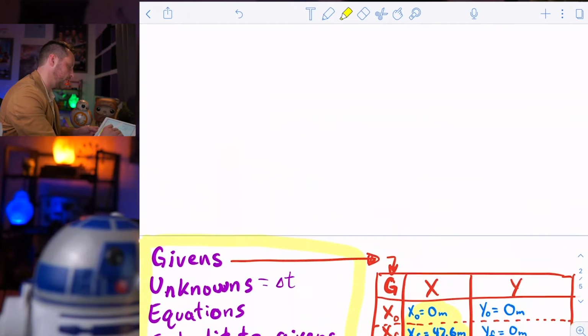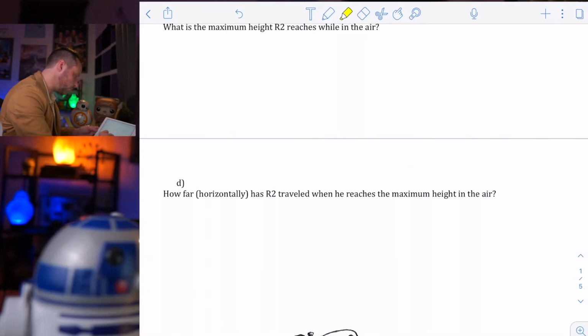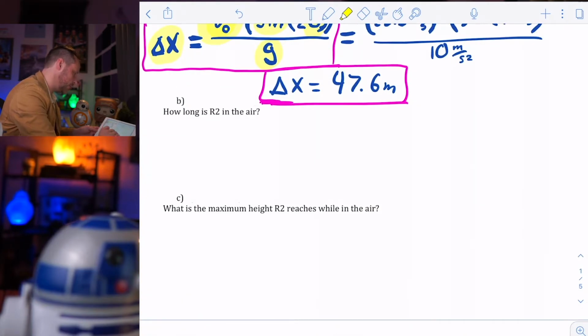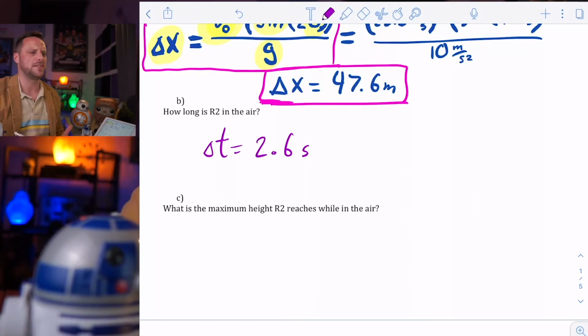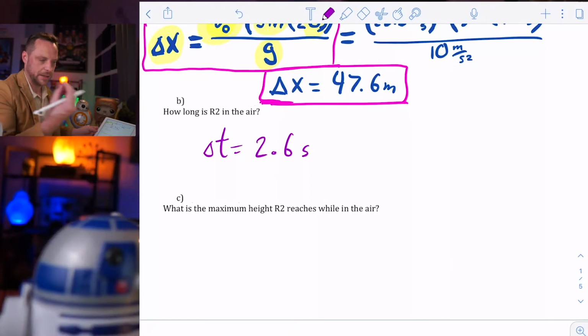Okay, so now the next part of our puzzle is going to get a little bit tougher. So that was B. How long is R2D2 in the air? And the change in time again was 2.6 seconds. You also want to ask yourself, does this make sense? Is this a fair amount of time to be in the air? If it was like a minute, no, that's way too long. But if it's about 2 seconds, yeah, that's okay.